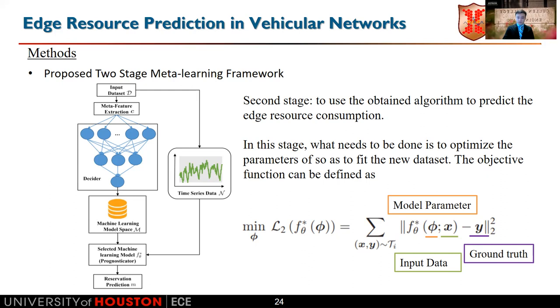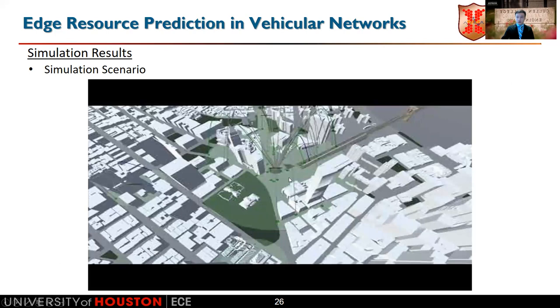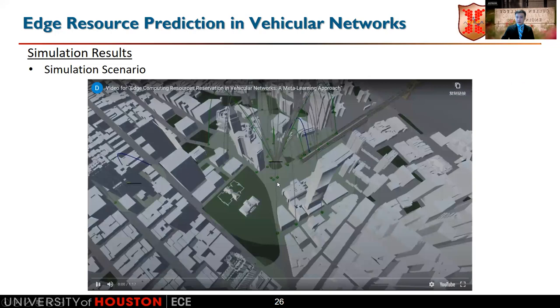And here is the data generation process. Here we build up the 3D model of the real Manhattan area as the geography background. And we choose four typical different roadmaps for simulations: multi-intersections, roundabout, highway, and the bridge. So this is the video for the simulation. Let's look at it.